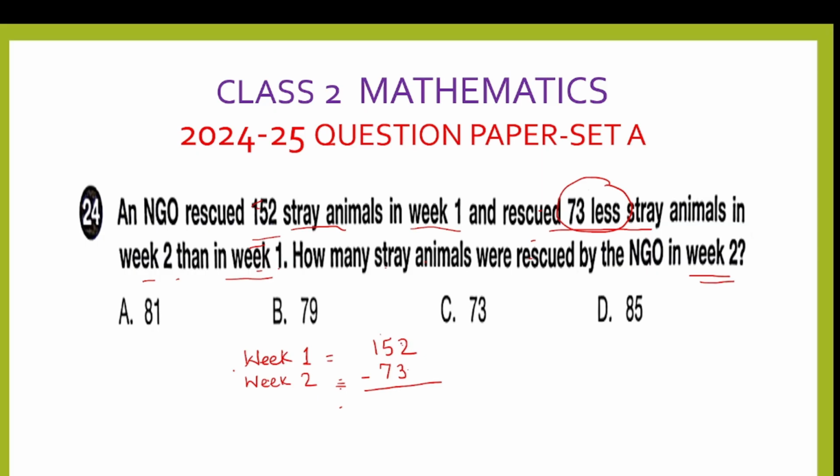Now let's do it. 2 is less than 3, so we have to carry over 1. So it becomes 12. 12 minus 3 is 9. And here is the 5, we can write here 4. Now 14 minus 7 is 7. So the answer is 79 animals were rescued by the NGO in week 2. Therefore the answer for this question is option B.